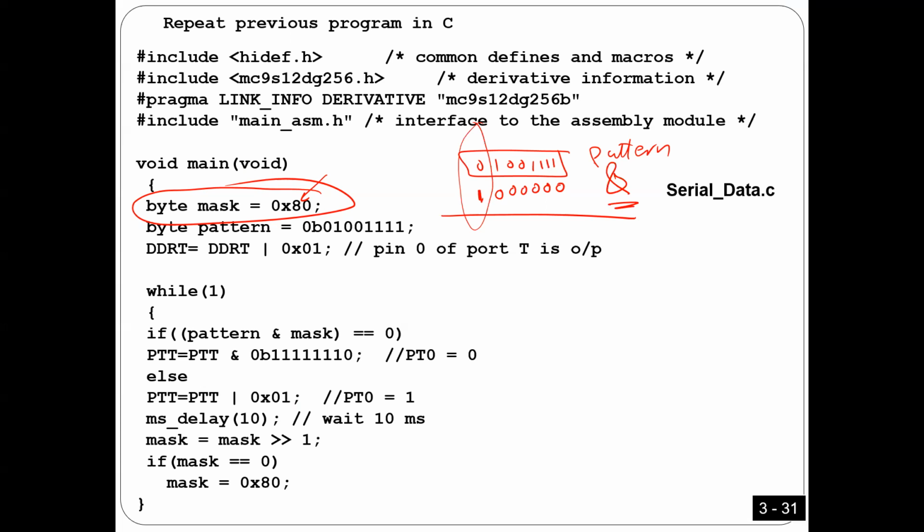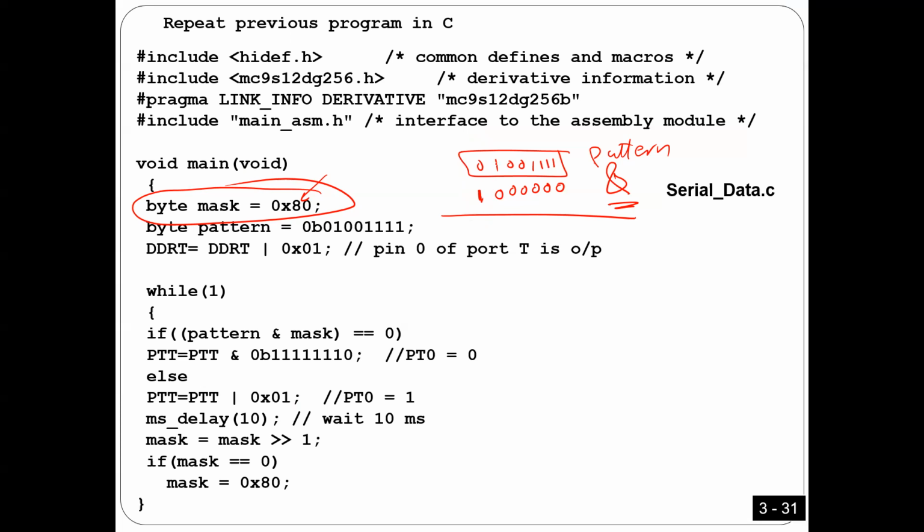When the 1 is here and I do AND, logic AND, I can check if this bit is 0 or 1. Once you know if this bit is 0 or 1, you can output 0 or output 1. Is that okay? This is in one iteration. Next iteration, I'm going to shift this one to the right, so the 1 will be here.